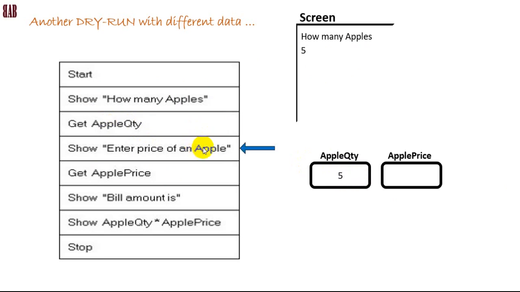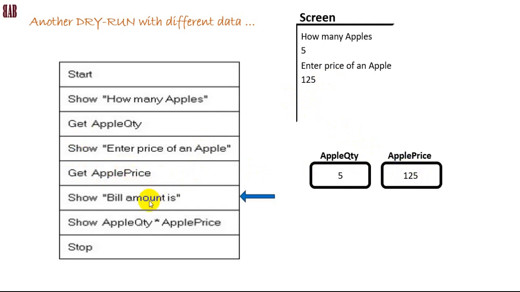Then you go to the next line, which says enter price of an apple. So it displays enter price of an apple. And then we go to the next line, waiting for a value. Whatever is typed in and entered will go into apple price, which is this variable. So this time we'll put 125 and enter, and that goes into apple price because of this. It's a get statement: take from the keyboard and put it into the variable. So 125 goes in from this statement.